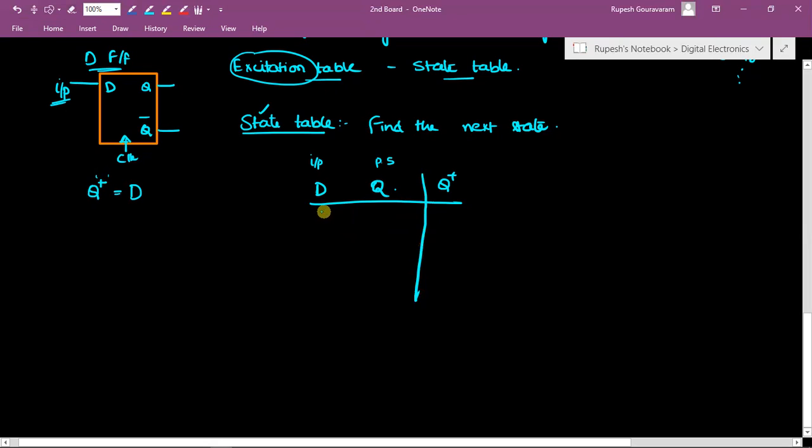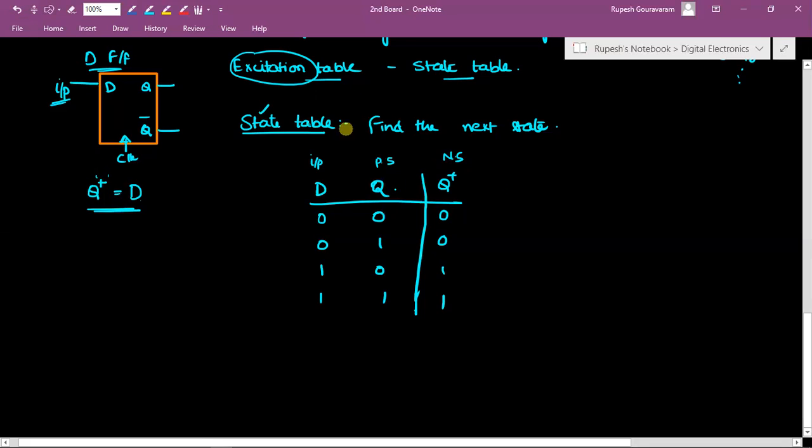Now there are four possibilities for the two variables. It can be 0 0, 0 1, 1 0, 1 1. Four possibilities are there. So based on these four possibilities, what can be the next state? We know that the next state is the same as D. Whatever is D, the same you replicate it here. So this is simply the next state.